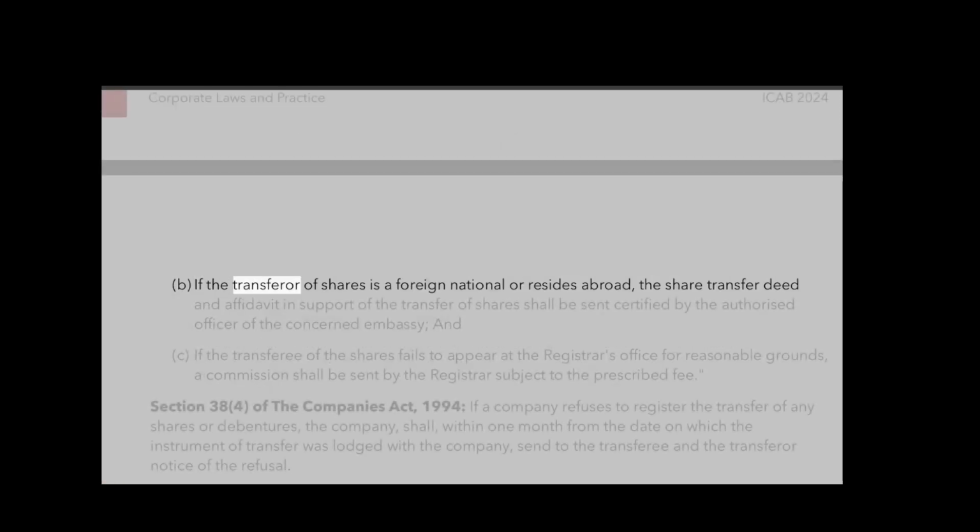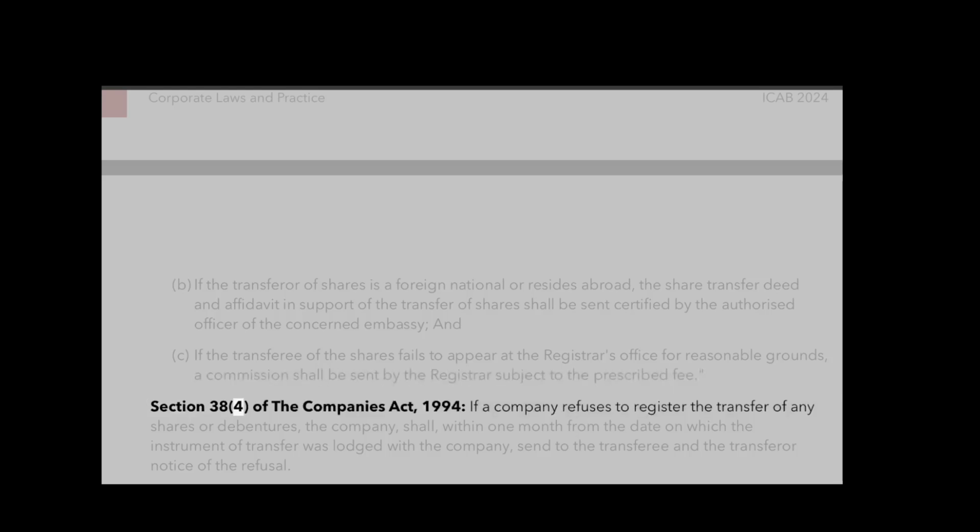B. If the transferor of shares is a foreign national or resides abroad, the share transfer deed and affidavit in support of the transfer of shares shall be sent certified by the authorized officer of the concerned embassy. And C. If the transferee of the shares fails to appear at the registrar's office for reasonable grounds, a commission shall be sent by the registrar, subject to the prescribed fee.